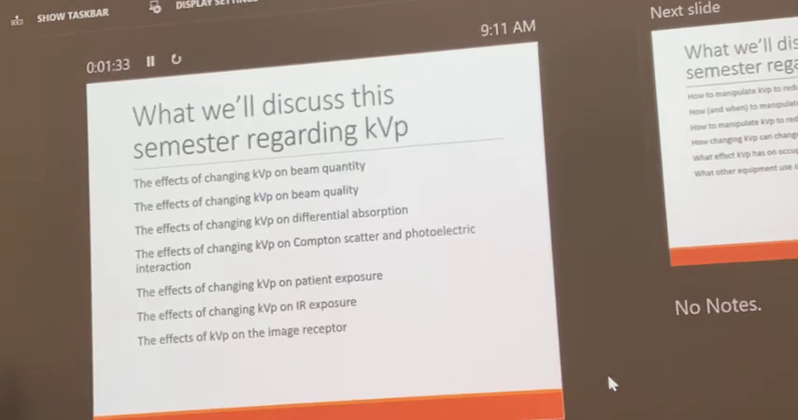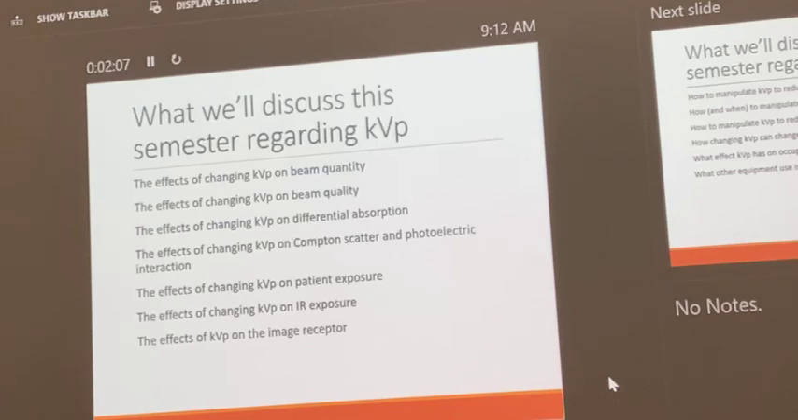All right, so the effects of changing kVp on differential absorption inside of the patient. Certainly the effects of kVp and the changing emission from the x-ray tube. The effects of changing kVp on Compton scatter and photoelectric interaction. The effects of changing kVp on patient exposure, image receptor exposure, and the overall image as we display the image.